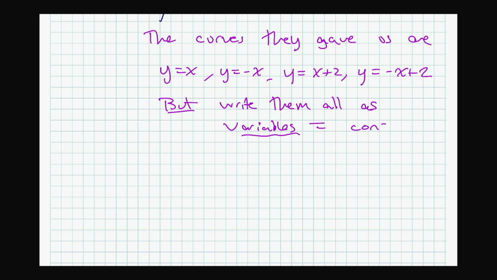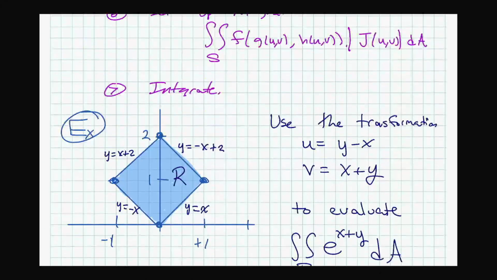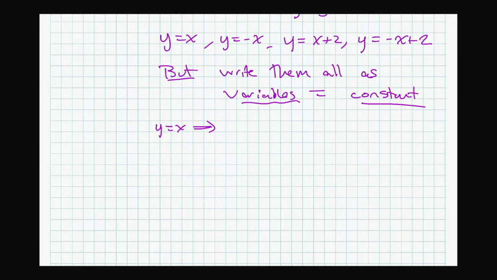Variables equals constant, right? So just variables on the left, constant on the right. Then y equals x, if you move the x over to the left, would be y minus x equals 0, right? And if you have y equals negative x, that would be y plus x equals 0, right?